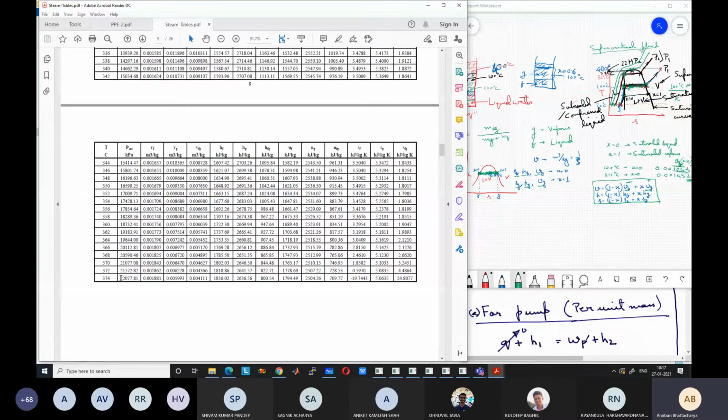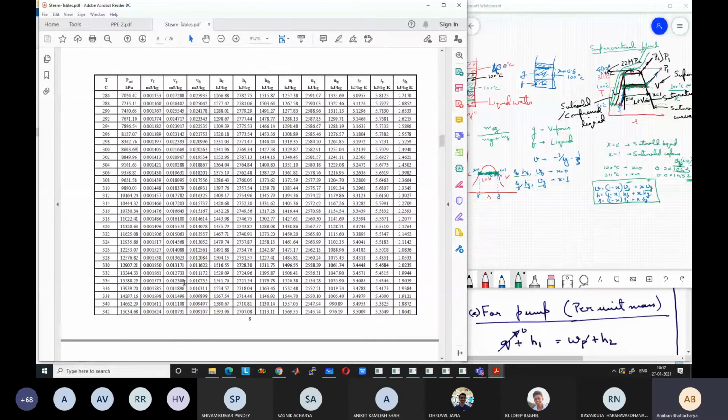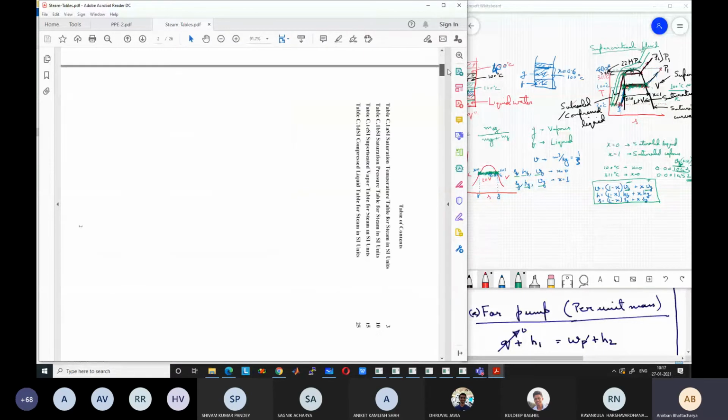So one more point should have been given here, which is missing. I will show you from another table, but you get the idea. So there are three columns which give us the value of the specific volume. Which specific volume values are given?